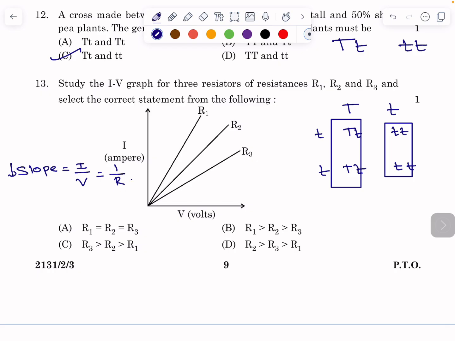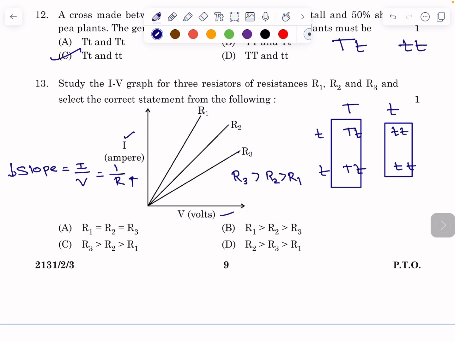Study the current voltage graph for 3 resistors R1, R2, R3. Select the correct statement from the below. So this is I by V. The slope of this graph gives, slope means the change in current value by change in voltage. So this will give 1 by R.